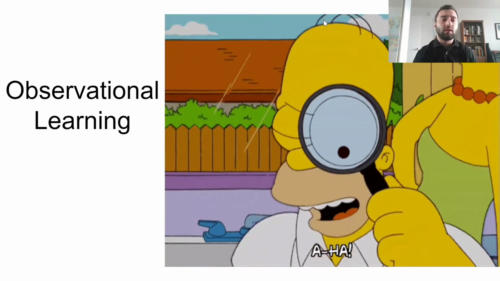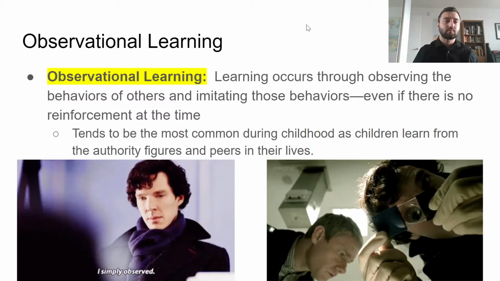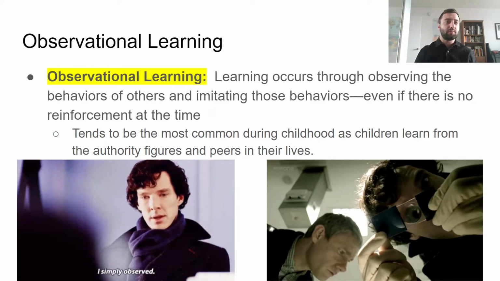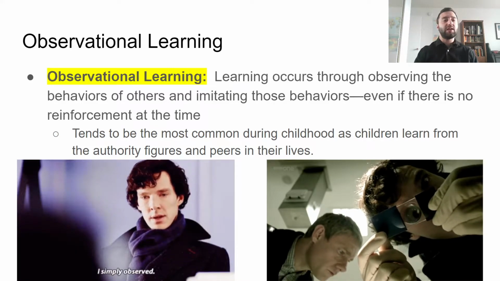So now we're going to start looking at and talking about observational learning. So observational learning, what is it? It is learning that occurs through observation, right? Pretty simple, pretty straightforward. So we observe the behaviors of others and then we imitate those behaviors. Now, again, this is something where we are seeing this happen even if there's not reinforcement at the time. Okay, so even if we watch somebody do something and there's no reinforcement for them or for us, we can still learn to copy those behaviors.